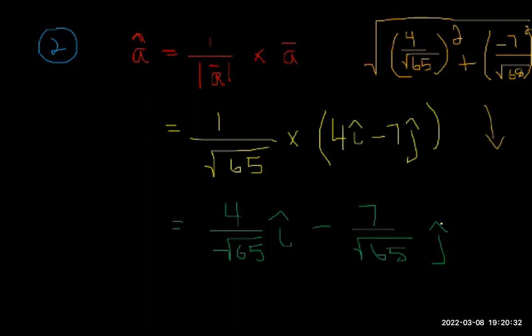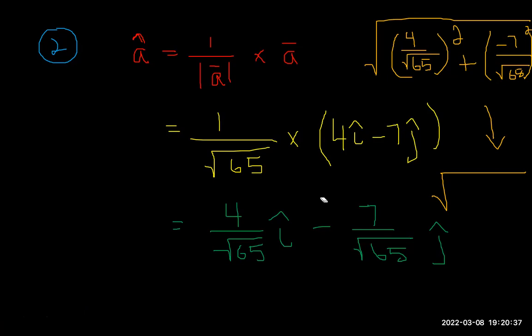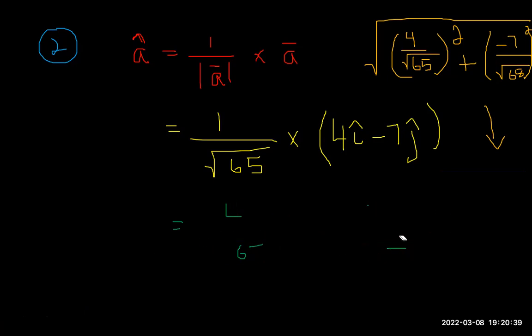So simplifying this. Excuse me, Miss. Miss, what did you put after the 4? Is that an arrow? Wait, where? 1 over the square root of 65 times open bracket 4. What's after the 4?